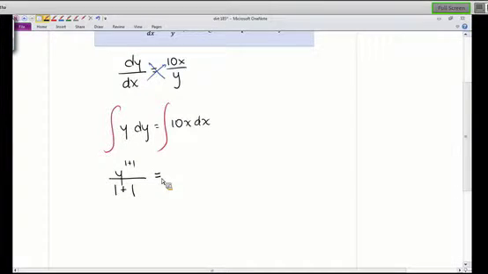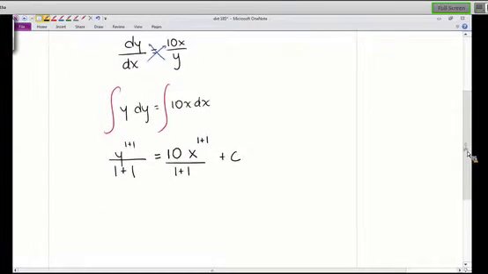Is equal to, okay, so now the right side, we have the constant 10. So if you want, you could pull the 10 out of the integral. And the same idea, x to the power of 1, we're going to add 1 to our exponent, and that's going to become our denominator. And we're going to add our constant c. Any questions on the antiderivative?